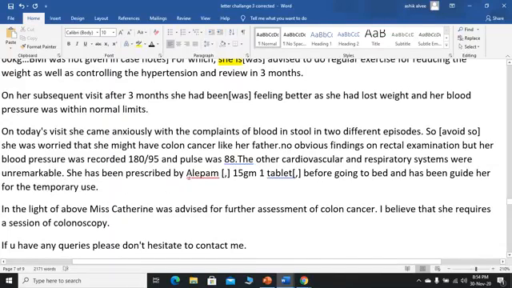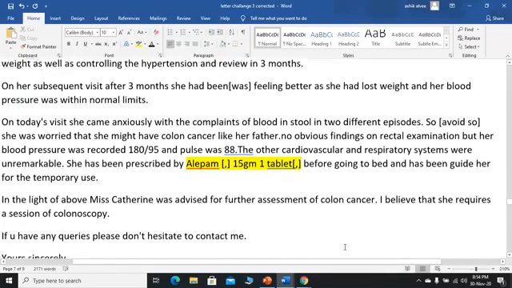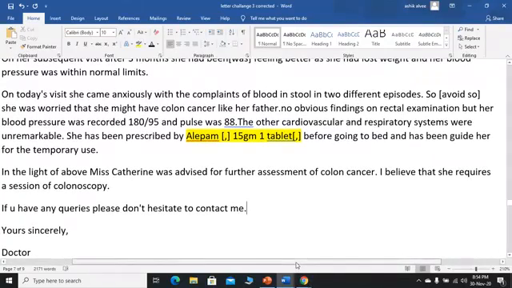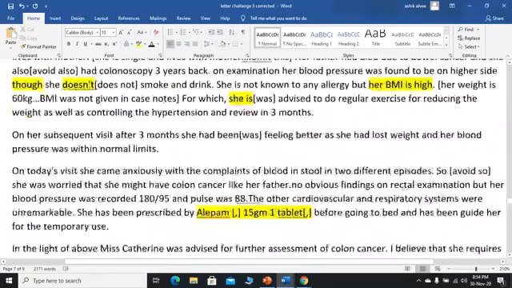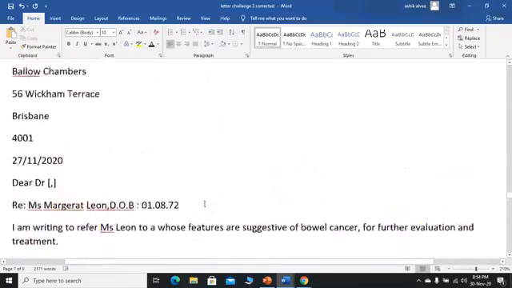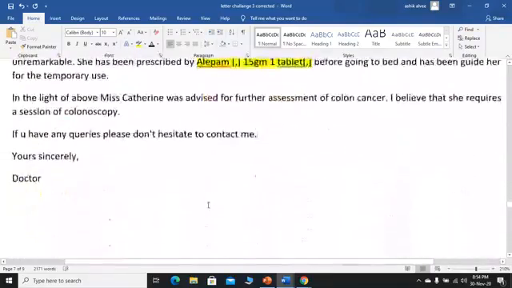The punctuation has not been used properly here. Let me highlight it for you. Otherwise the letter is good. I mean, there have been a lot of mistakes and probably a grade C.